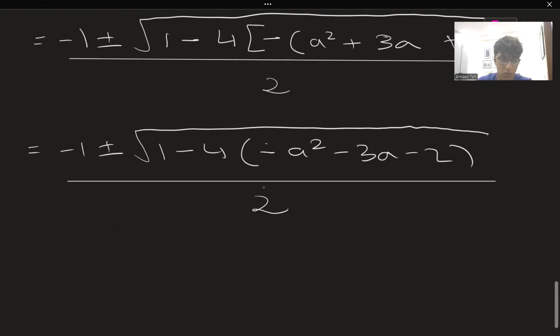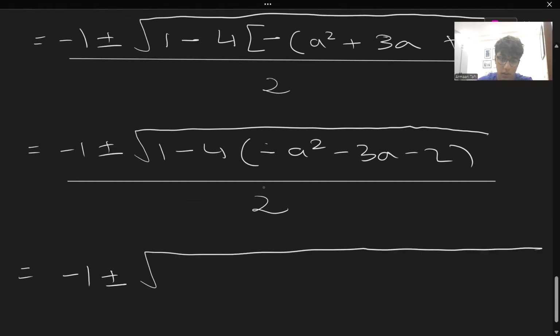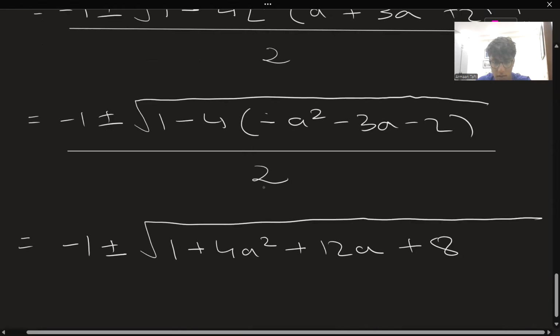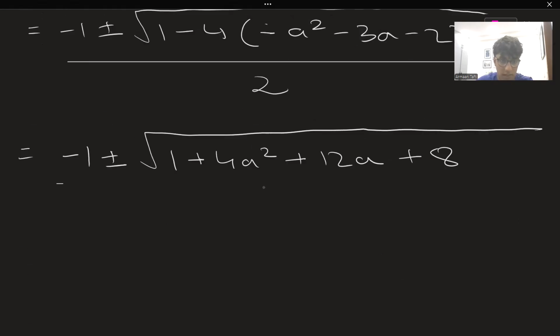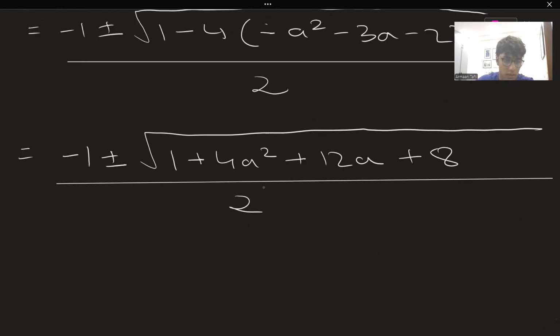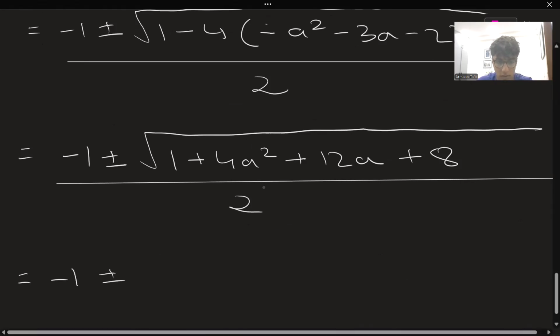You can obviously do it faster. You don't have to show all these steps. I'm just showing them so that all of you can understand them. Now, if I distribute the 4, minus 4 times minus a square, it becomes plus 4a square plus 12a and plus 8. Have I done it correctly? Yes, I think I have. And this is divided by 2. Now this is minus 1 plus minus root of, let's write this 8 plus 1 as a 9.